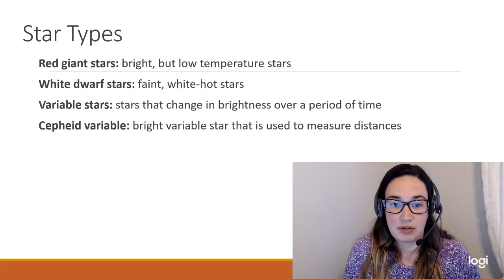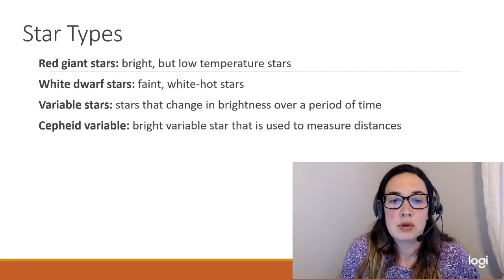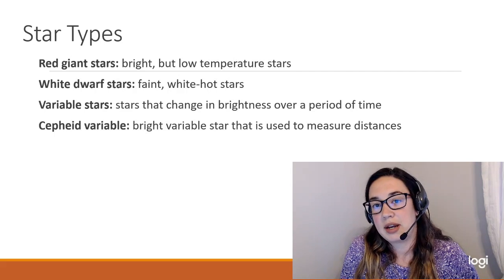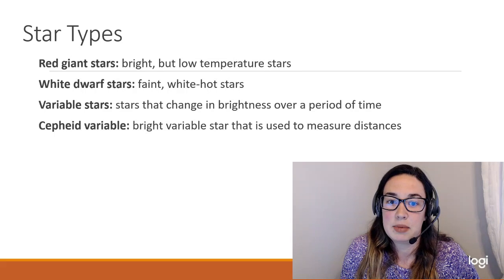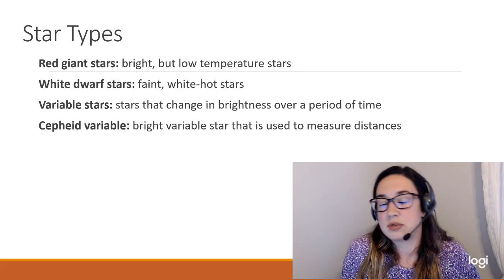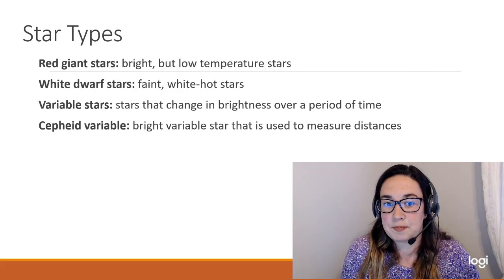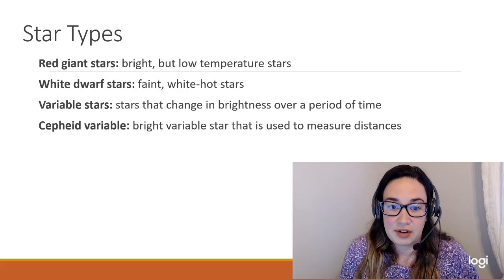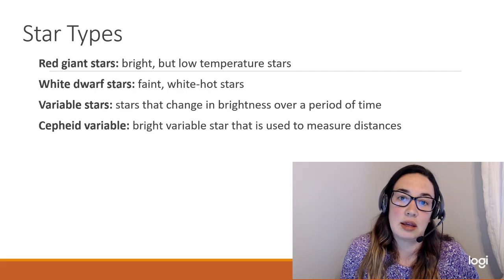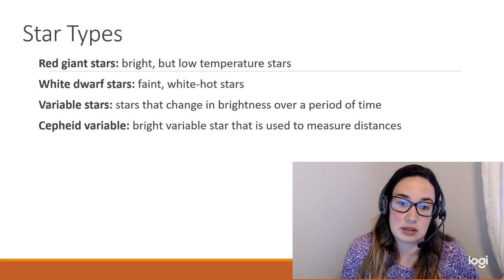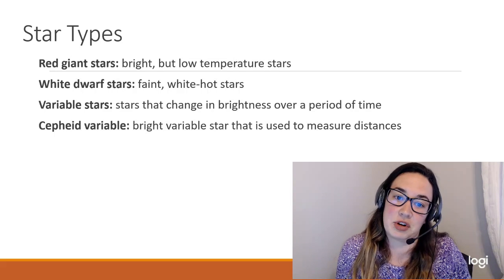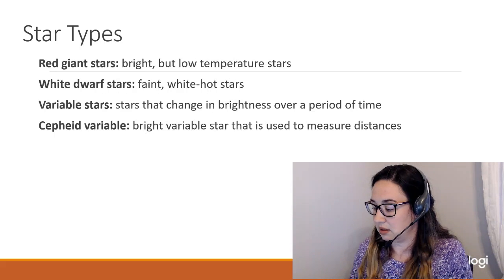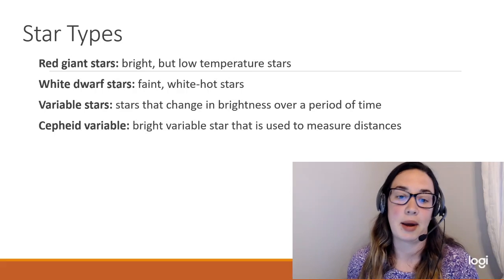So we have our red giants, we have our white dwarfs. And then we also have our variable stars. So these are stars that will change in brightness over a period of time. And so we do have those. That's just important to know that they do exist. And then we also have our Cepheid variables. So these are the bright variable stars that are basically used to measure distances. And so these are just a few terms that you have in your book that are important to know, just as background information, as a definition of what we're talking about here.